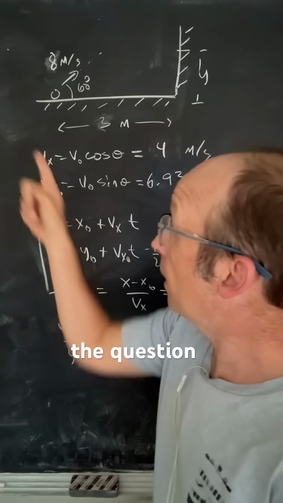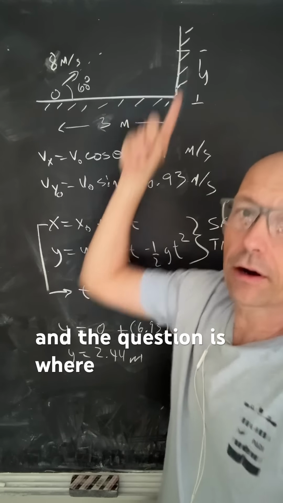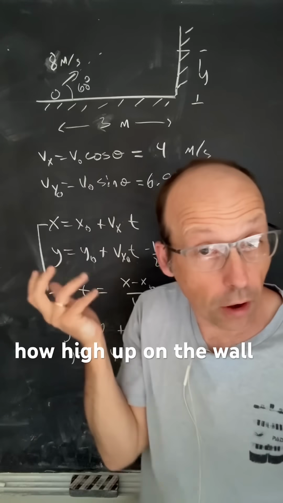But here's the question. You have a ball launched towards a wall from the ground. And the question is, where on the wall does it hit? How high up on the wall does it hit?